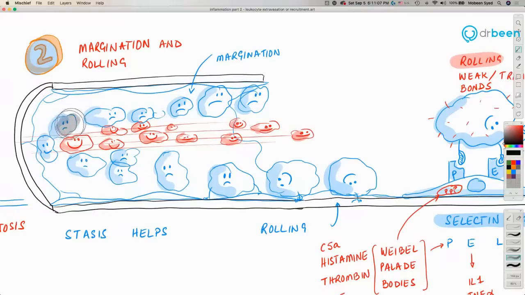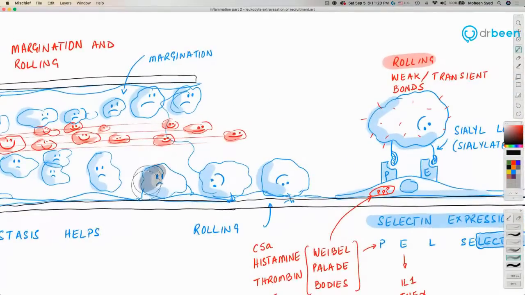So when these white blood cells are pushed away, they will go and start touching the blood vessel wall. This process is called margination. Let's say we focus on this one cell: the red blood cells have pushed it away, and now this cell is stuck to or is touching the blood vessel wall.